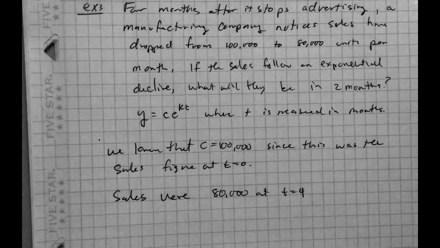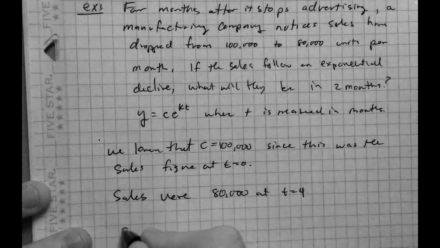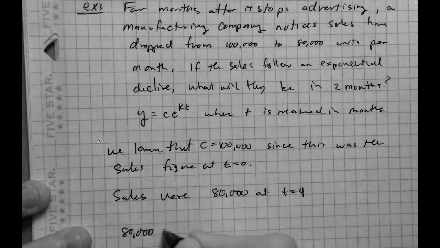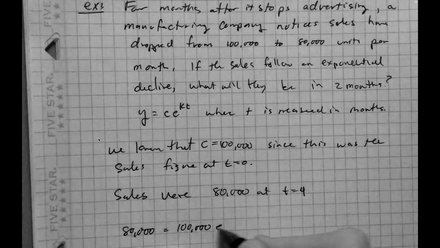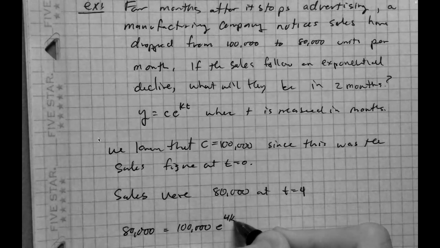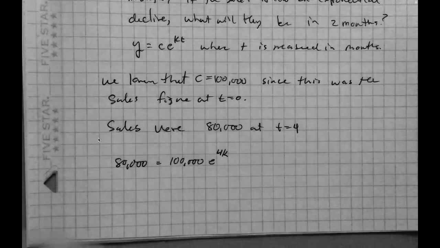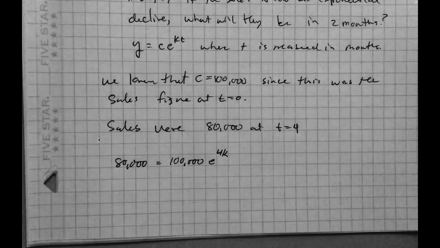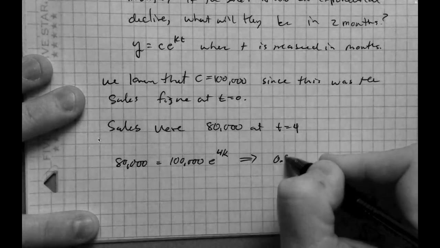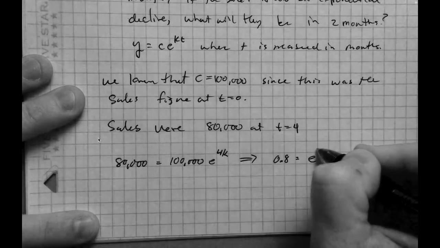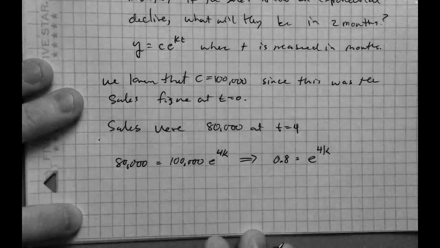Okay, so sales were 80,000 at t equals 4. So therefore, what would we have here? We would have 80,000 equals 100,000 e to the 4k, right? We need to know what that proportionality constant k is. Well, we can solve this pretty quickly. Let's divide both sides by 100,000, and we get 0.8 equals e to the 4k, like so.